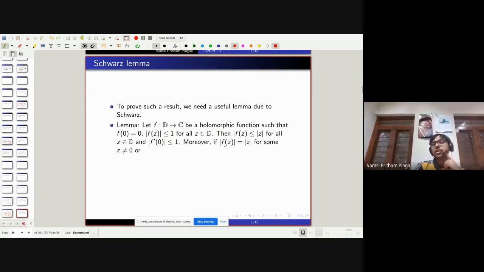If mod f of z is equal to mod z for some z not equal to 0. Of course, f of 0 is already 0. That's not the point. For any other z, if this is true, or if the modulus of f prime of 0 is equal to 1, then f of z is very simple. It's just a rotation.